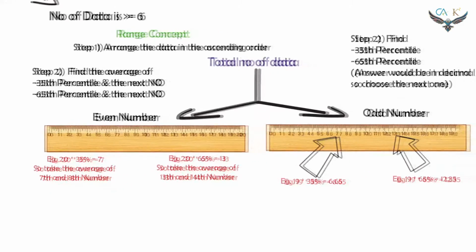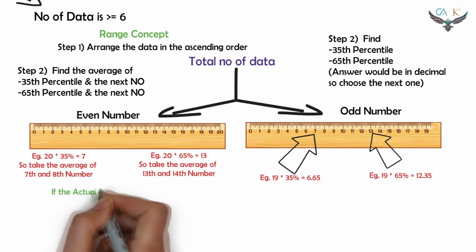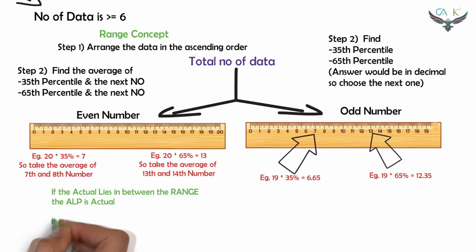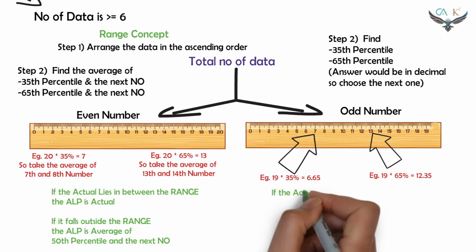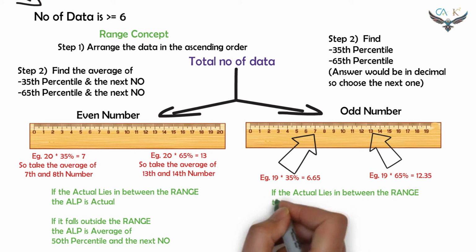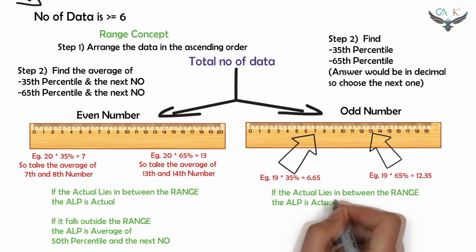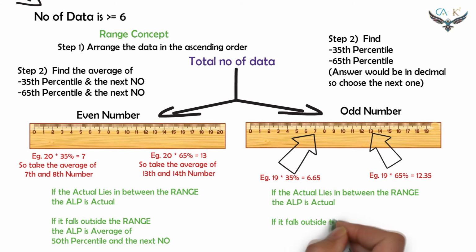The transfer pricing provision would not be applicable if the actual transaction price lies in between the above range. Where the actual transaction price falls outside the range, in such case the transfer pricing provision would be applicable and the arm's length price is nothing but the average of the 50th percentile and the next number. In the same way, if the total number is an odd number and the actual transaction price falls in between the above range, then the transfer pricing provision would not be applicable. And where the actual falls outside the above range, then the transfer pricing provision would be applicable. The arm's length price would be the number next to the 50th percentile.